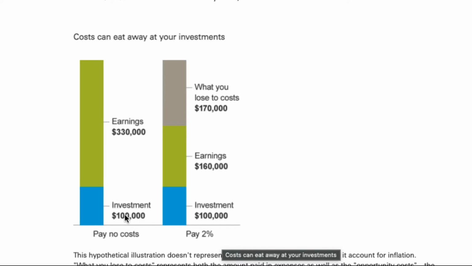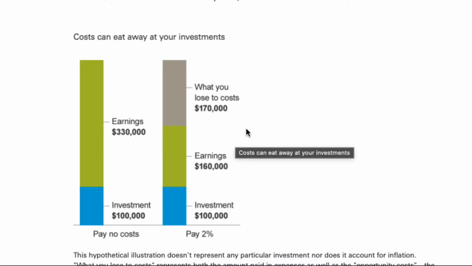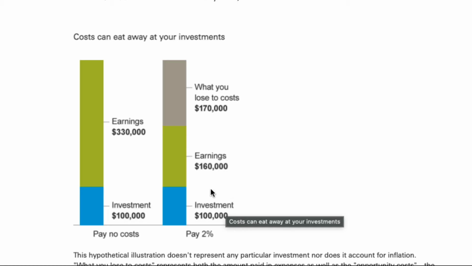Now, person A generates $330,000 in earnings off of their $100,000 investment. That's compound interest at work for you. Person B, on the other hand, generated $160,000 in earnings. So what's up with this $170,000? Well, that $170,000 is what 2% a year costs this person over the 25 years that they were invested. So one person has an account value of $260,000. Meanwhile, person A has an account value of $430,000.